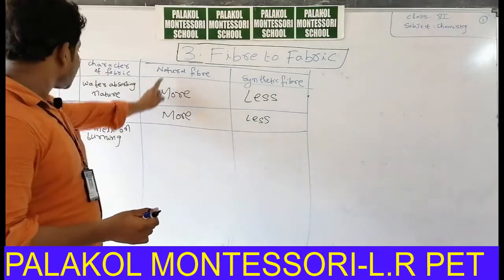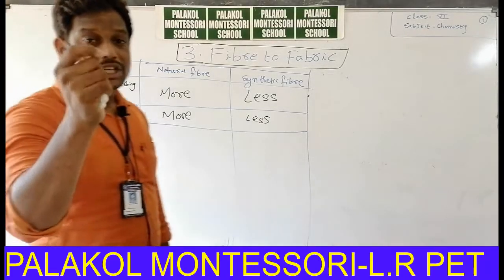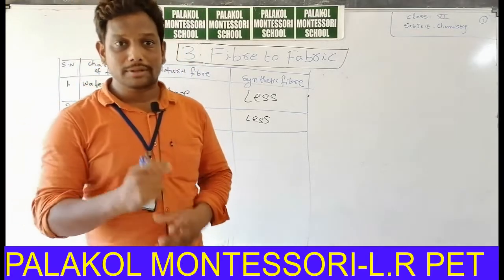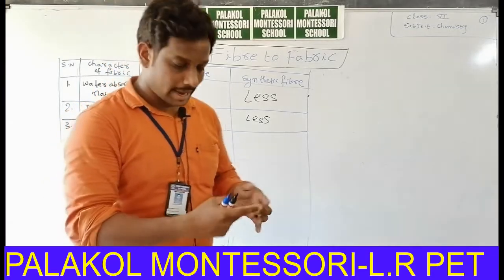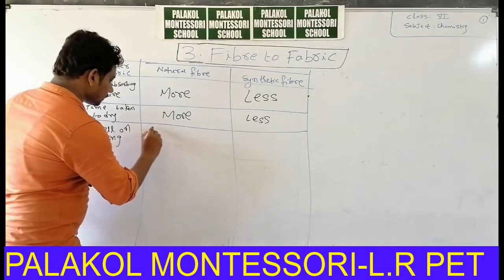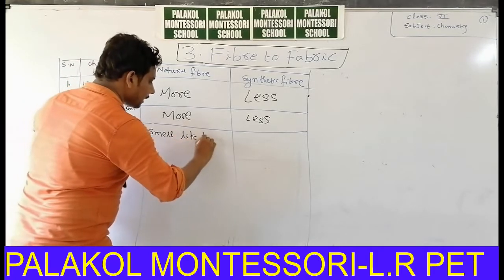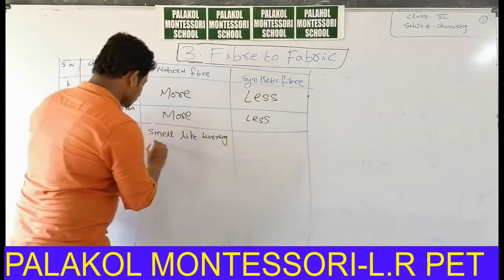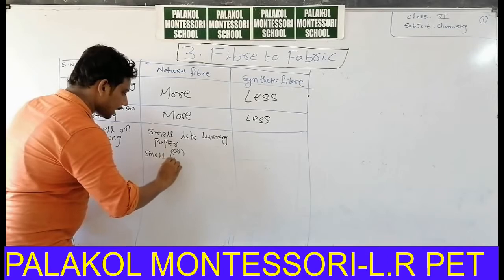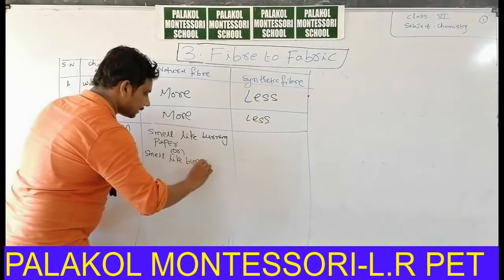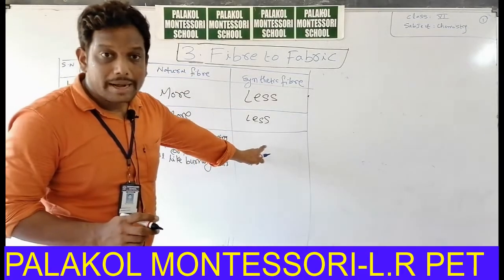Natural fibers on burning give which type of smell? On burning, natural fibers give a smell similar to burning paper smell or burning hair smell. Okay, smell on burning of synthetic fiber gives pungent smell.